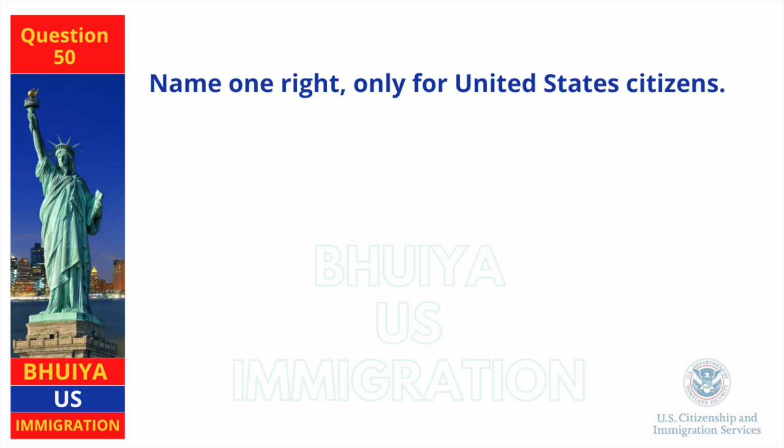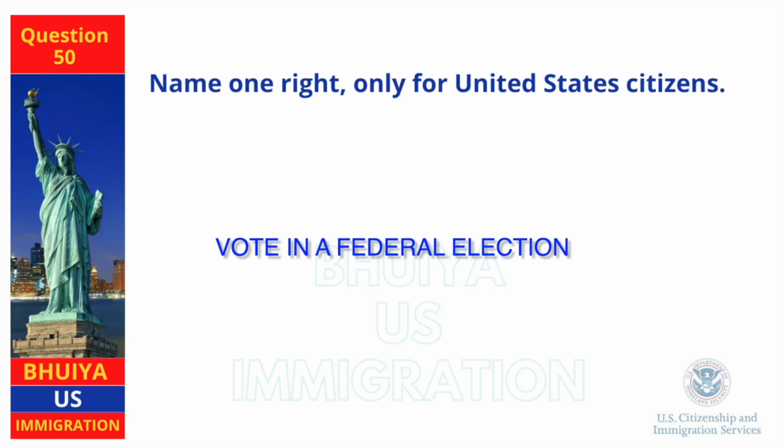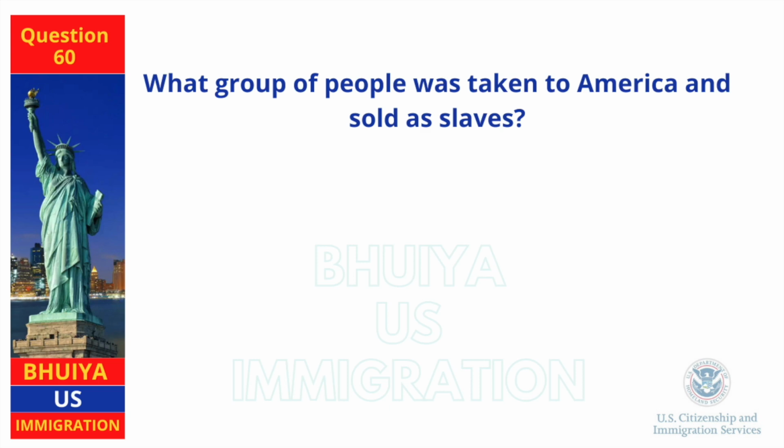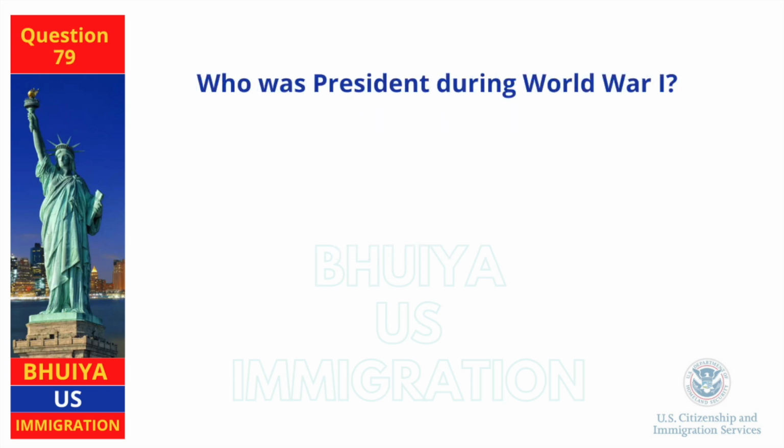Name one right only for United States citizens. Vote in a federal election. What is the economic system in the United States? Capitalist economy. What group of people was taken to America and sold as slaves? Africans. Who was president during World War I? Woodrow Wilson.